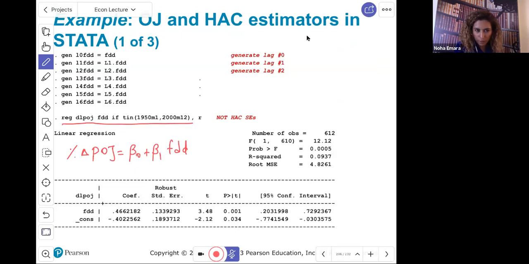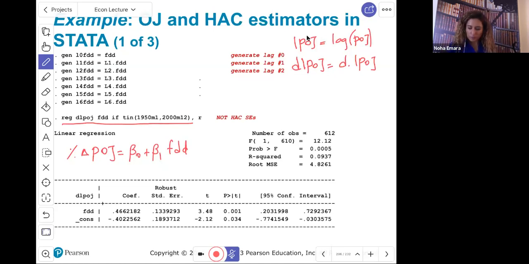Okay, so regress, D stands for the change. You don't see it here, but I want you to imagine you have the price of orange juice as a variable. So you want to create LPOJ, which is the log of POJ. And then you want to create another variable, which is the change, so DLPOJ is equal to D dot L price of orange. Okay, so these are two commands that are missing from the slide. You probably can add them to your notes.